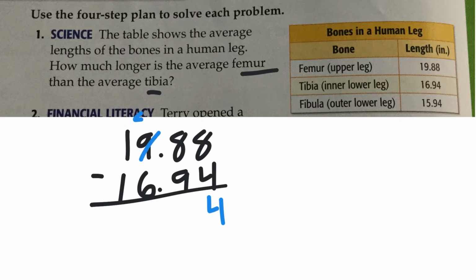So borrow from the 9, it becomes an 8. 8 becomes 18. 18 minus 9 is 9. 8 minus 6 is 2. So number 1, you should get 2.94. That's not money. It's 2.94 inches difference. Any questions on that one?